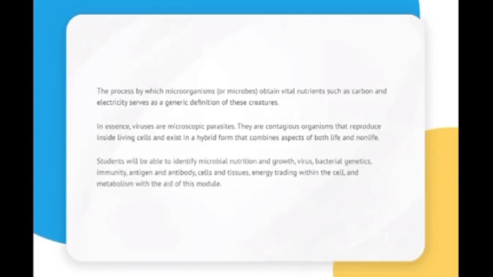The process by which microorganisms, or microbes, obtain vital nutrients such as carbon and electricity serves as a generic definition of these creatures. In essence, viruses are microscopic parasites. They are contagious organisms that reproduce inside living cells and exist in a hybrid form that combines aspects of both life and non-life. Students will be able to identify microbial nutrition and growth, virus, bacterial genetics, immunity, antigen and antibody, cells and tissues, energy trading within the cell, and metabolism with the aid of this module.